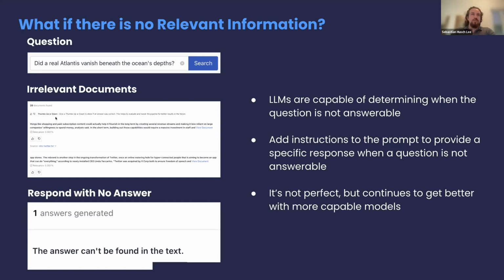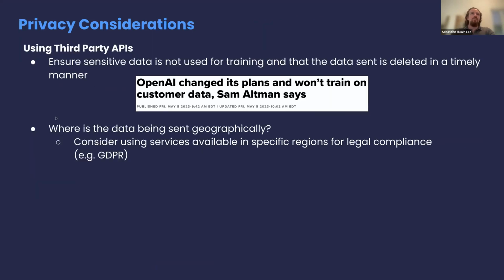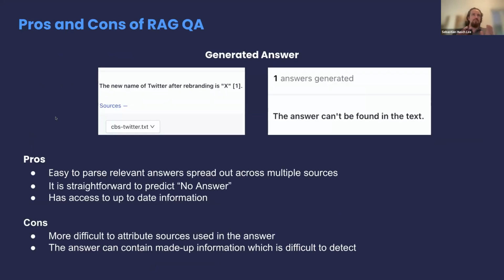So overall, what are the pros and cons of RAG QA? We have our generated answer. Some pros: it's easy to parse relevant answers across multiple documents. Very straightforward to predict no answer. Has access to up-to-date information through the retrieval augmentation.